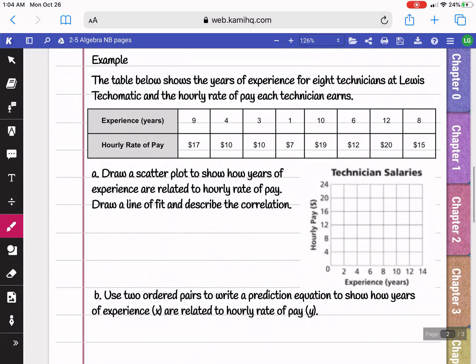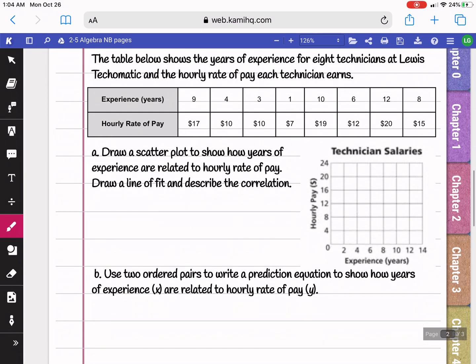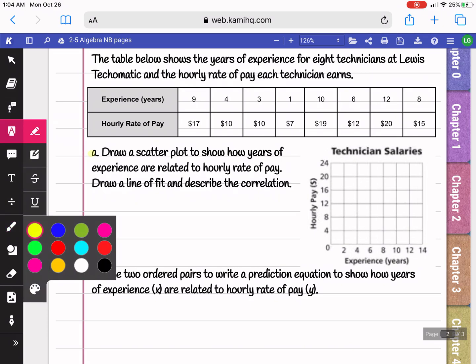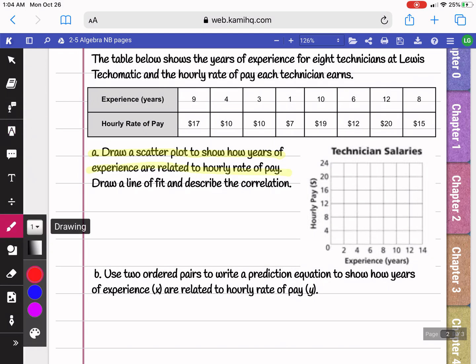Here we're going to actually practice drawing our scatter plots and using them to make predictions. So here we have a table that shows the experience for 8 technicians at Lewis Tech-O-Matic and their hourly rate of pay. Let's go ahead and start with A, where it asks us to draw a scatter plot to show how years of experience are related to hourly pay. So I'm going to be graphing these points starting with (9, 17). Here it doesn't have to be perfect, we're just estimating where these points go.